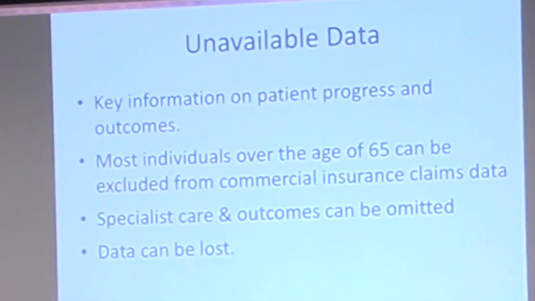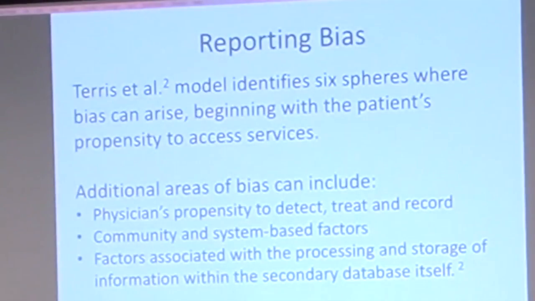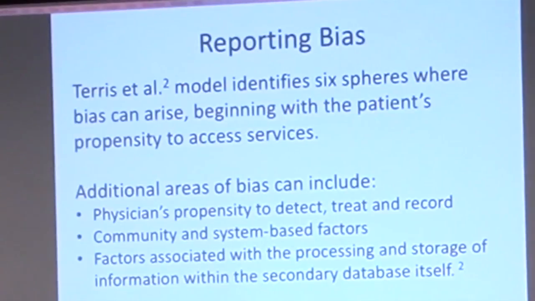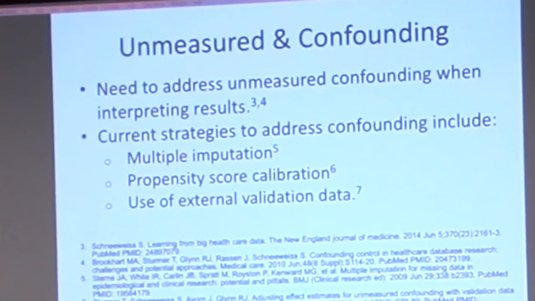It's just not there. It's omitted, and data is often lost as well. So there's bias. There's all kinds of bias. There's the community and system-based factors. There's factors just naturally that occur with the processing and storage of information within a secondary database. A lot of things get messed around. It's just very complicated. There's a lot of unmeasured and confounding issues when you interpret results.